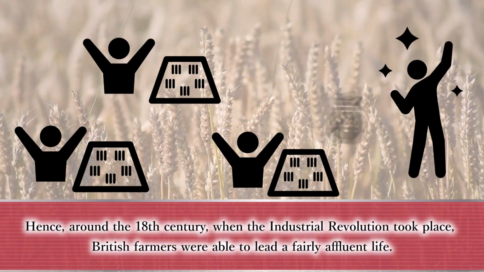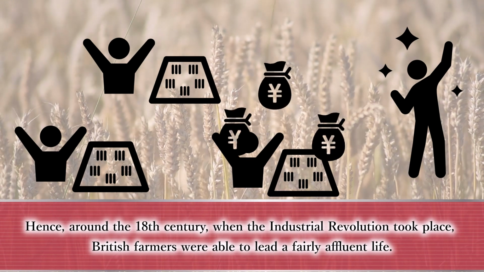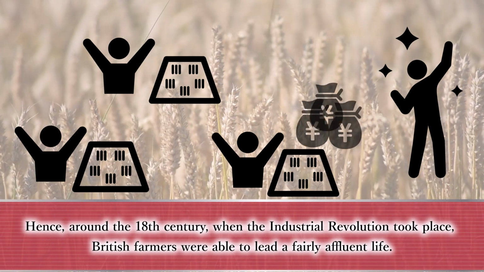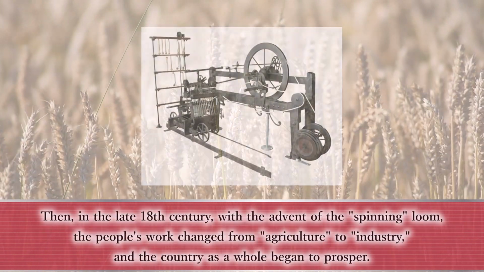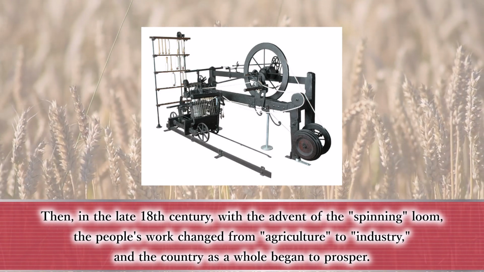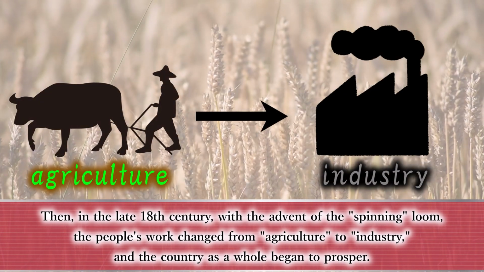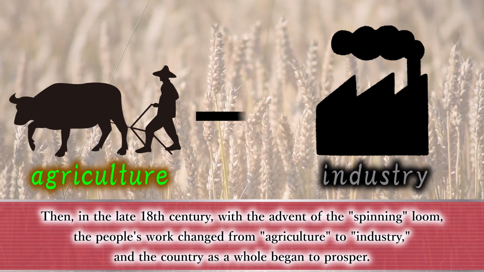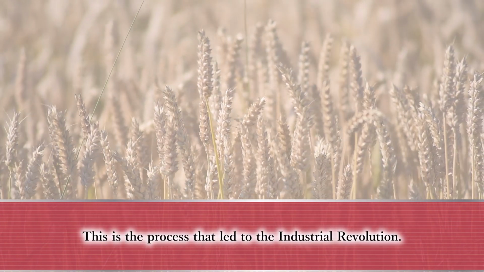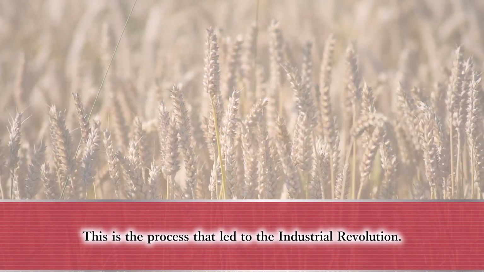Hence, around the 18th century, when the Industrial Revolution took place, British farmers were able to lead a fairly affluent life. Then, in the late 18th century, with the advent of the spinning loom, the people's work changed from agriculture to industry, and the country as a whole began to prosper. This is the process that led to the Industrial Revolution.